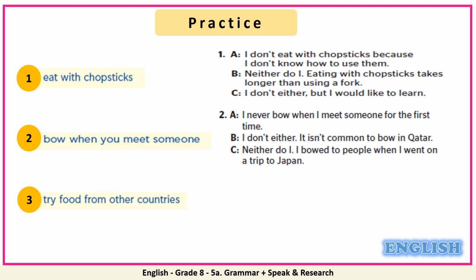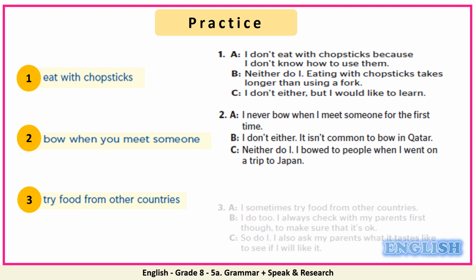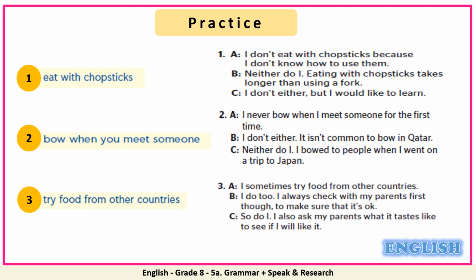3. Try food from other countries. A. I sometimes try food from other countries. B. I do too. I always check with my parents first though, to make sure that it's okay. C. So do I. I always ask my parents what it tastes like to see if I will like it.